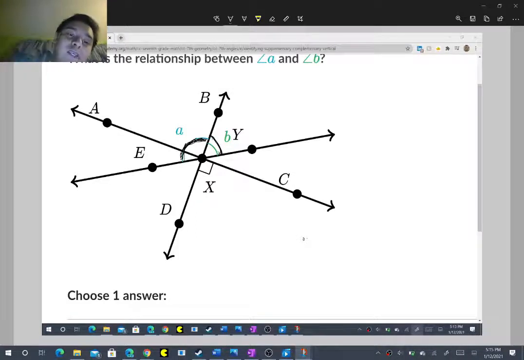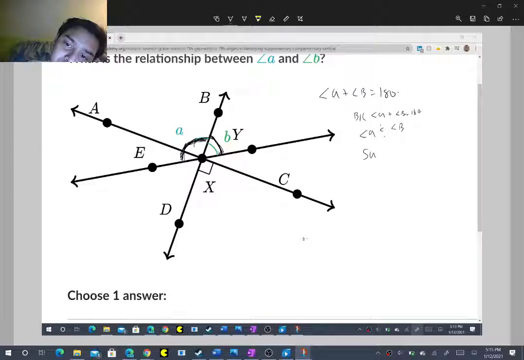So this entire part would be 180. So angle A plus angle B equals 180. And because angle A plus angle B equals 180, angle A and angle B are supplementary. So that would be your answer.